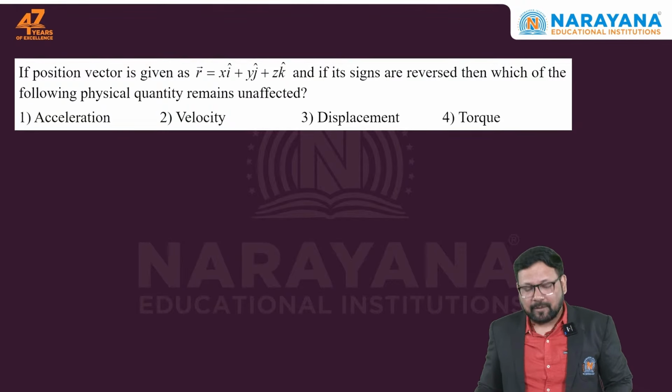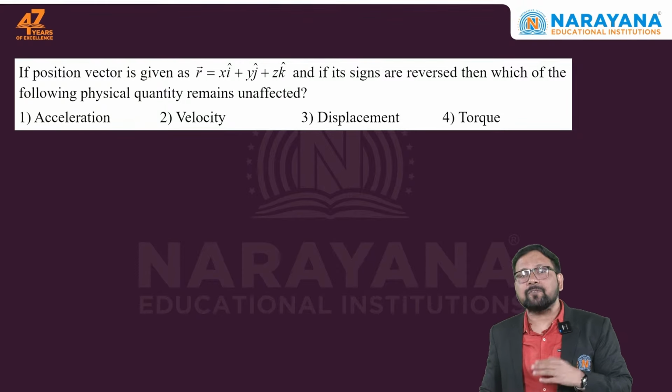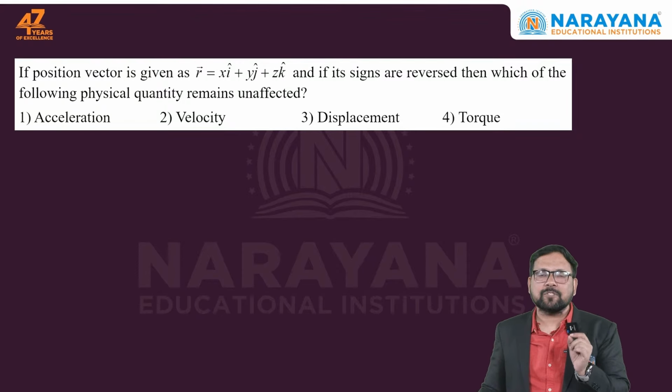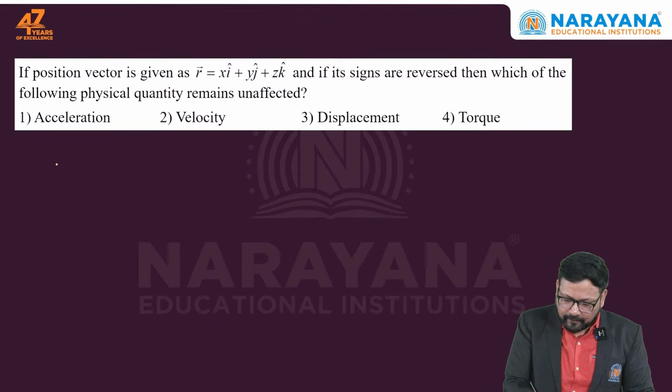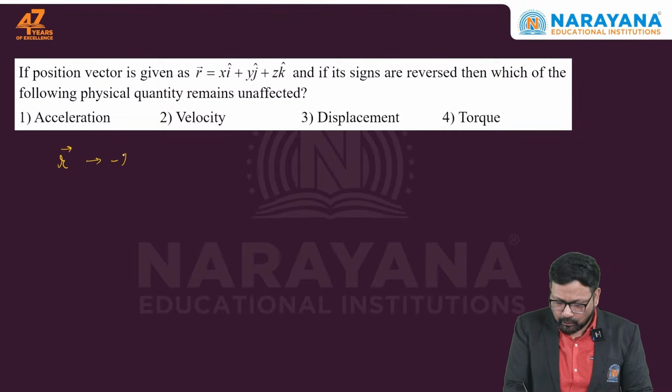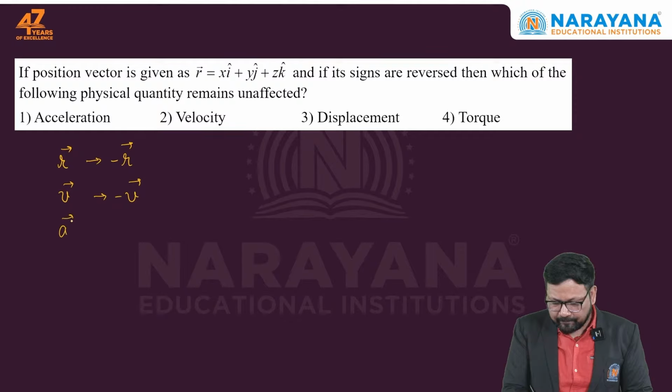That's a very interesting one. See, one position vector is given. The position vector sign is reversed. So completely, you have a position vector r and that is becoming minus r. Okay. So I have r becoming minus r. Okay. So obviously v will become minus v, dr by dt, and a will become minus a.